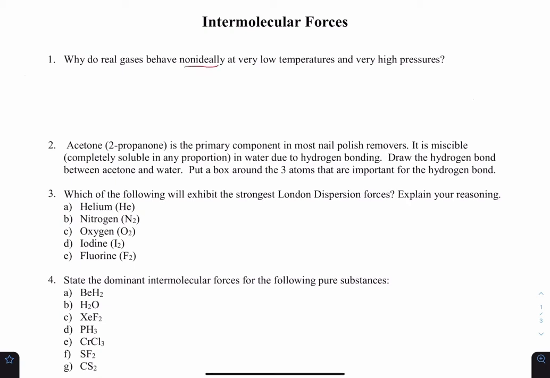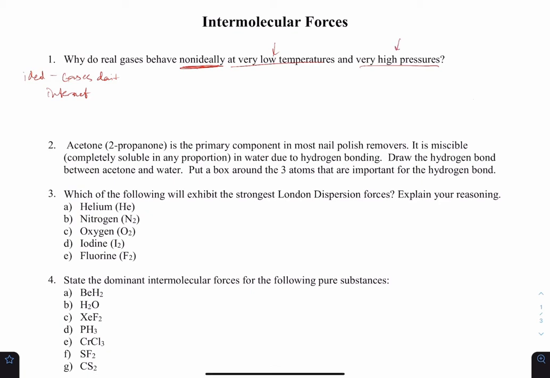One of the assumptions of the ideal gas law is that gases do not interact with each other. And if they did interact, that breaks one of the assumptions of the ideal gas law, rendering it non-ideal, making the gas a non-ideal gas. And so now it's asking, why do gases at very low temperatures and very high pressures behave non-ideally? It's because they do interact at very low temperatures and very high pressures.